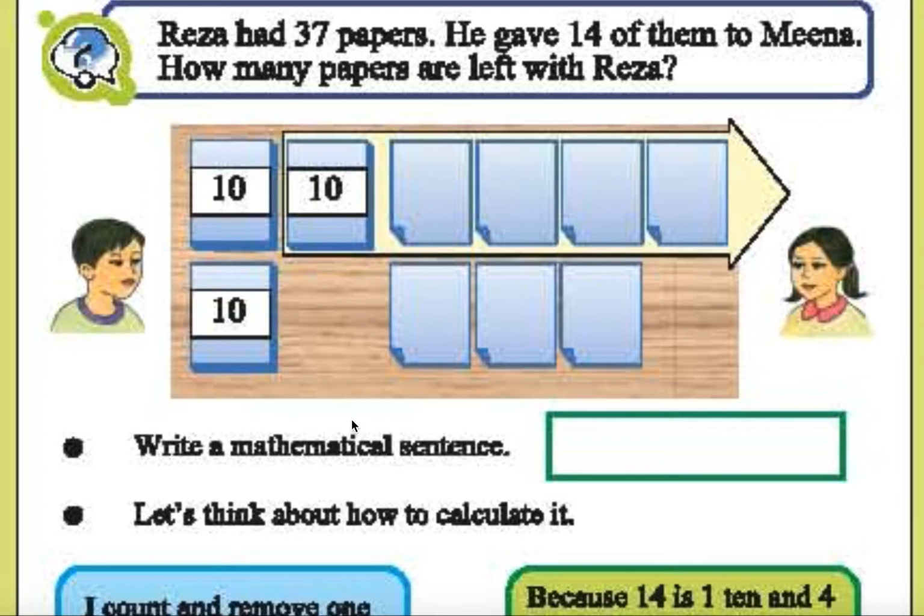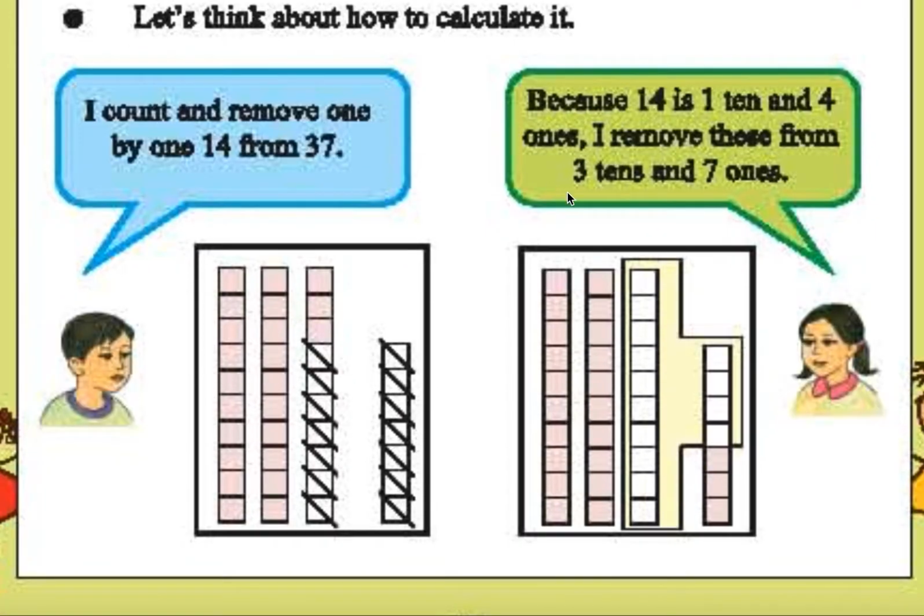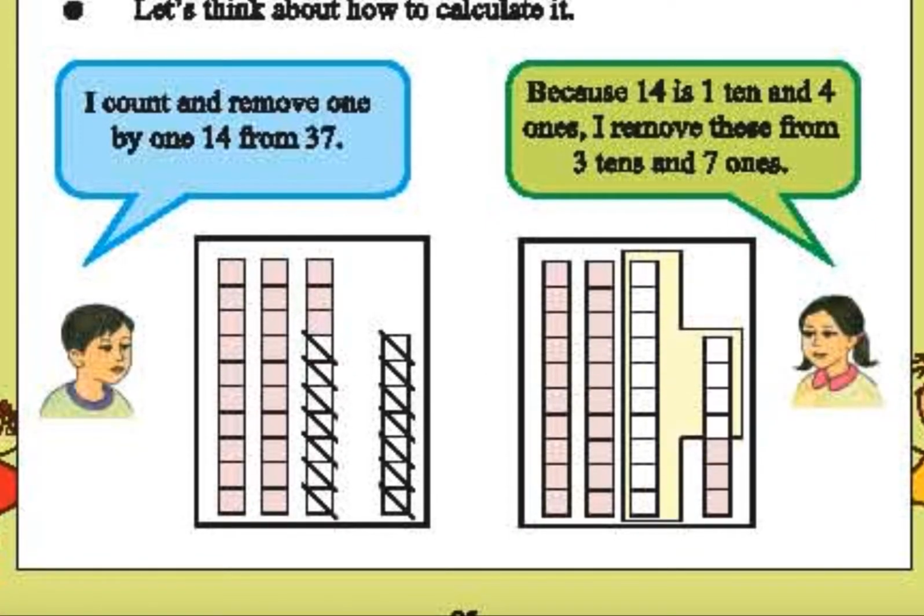What will you get? 7 minus 4 is 3. 3 minus 1 is 2. Let's see what he says. I count and remove one by one 14 from 37. Because 14 is 1 ten and 4 ones, I remove these from 3 tens and 7 ones.